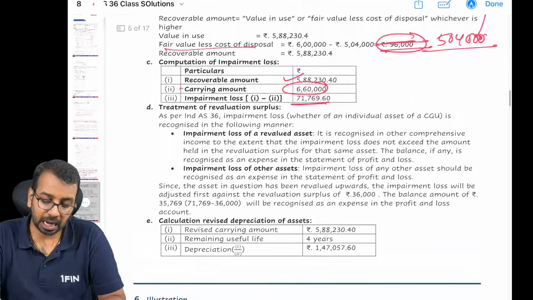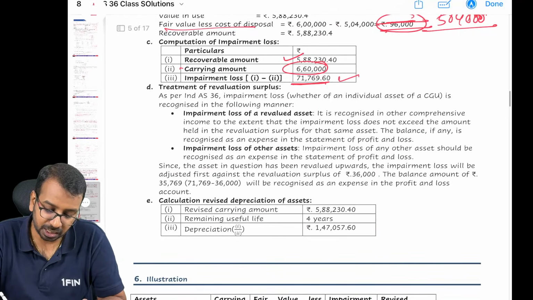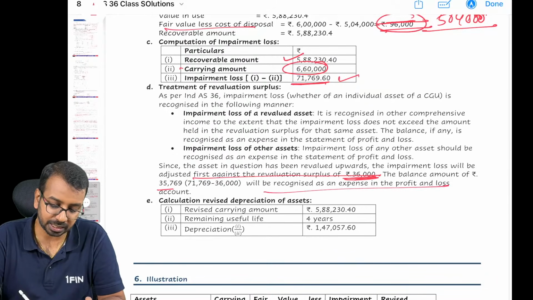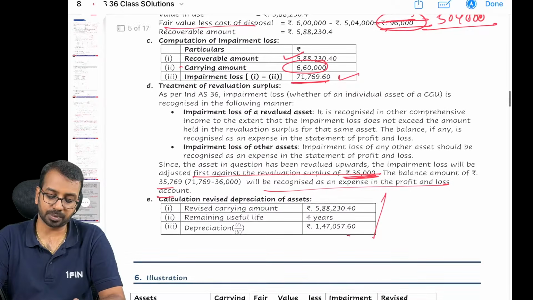So what you will do? Out of the 71,769, 36,000 you will set off against revaluation surplus and the balance will be recognized as an expense in the P&L, and subsequent depreciation will be like this.